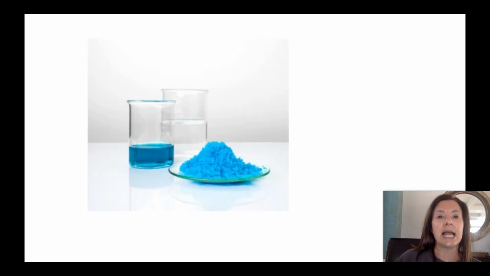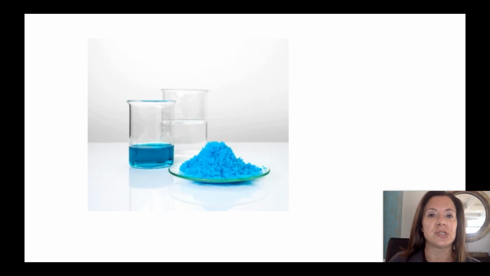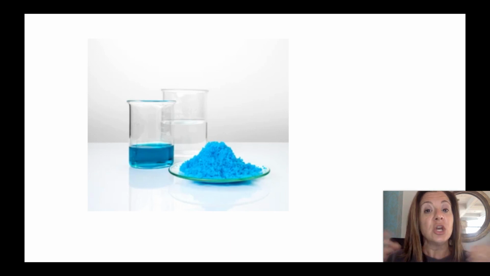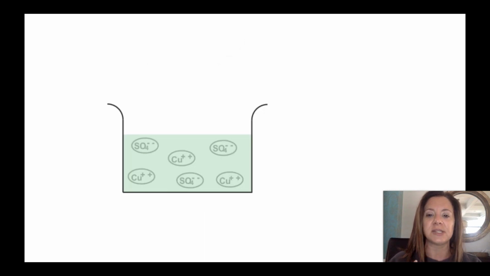So let's take a look at what is essentially happening here. In order to get single displacement reactions to work, the compound has to be dissolved in solution. So what that means is it has to become aqueous. Here is blue copper 2 sulfate. It exists as a solid powder. And if I was just to put a strip of zinc metal into that, there would be no reaction. So we have to dissolve the copper 2 sulfate in solution.